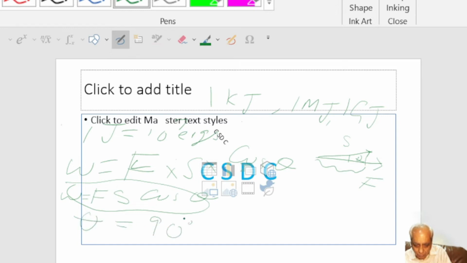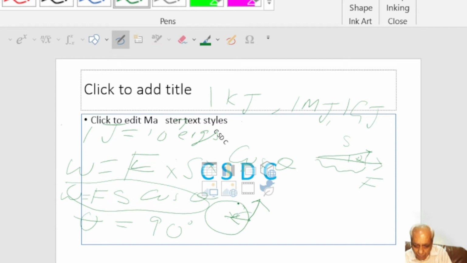Means displacement is perpendicular to the force. A common example of this is when a body is moving in a circle with uniform speed. So when the body is moving, if this is the radius r, and the body is here at some instant, then its displacement is perpendicular to this, in this direction. But we have learned centripetal force is along the radius. So the angle is 90 degrees, so work done is 0.